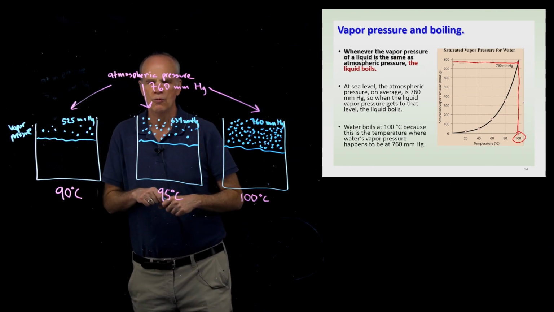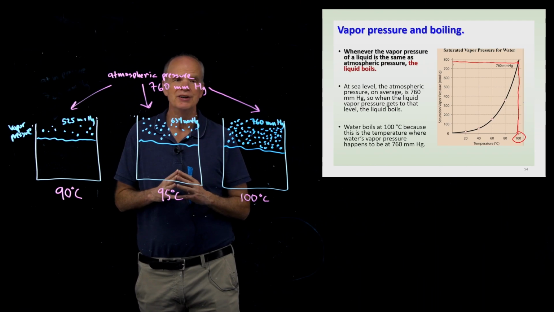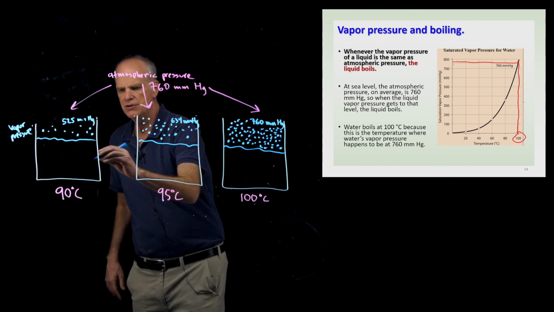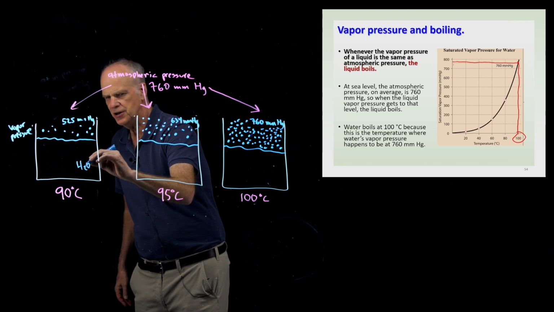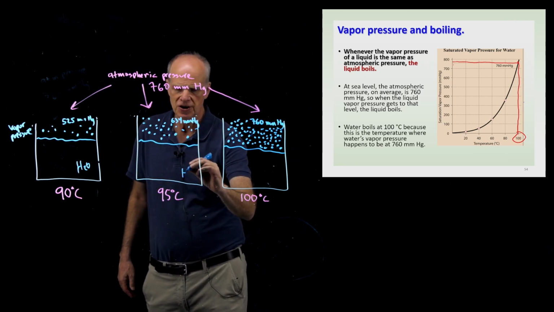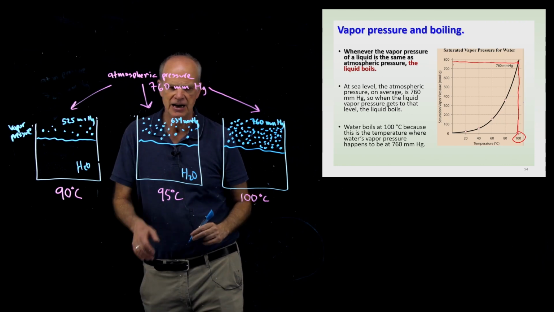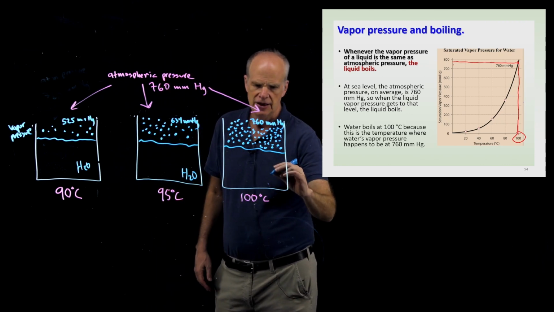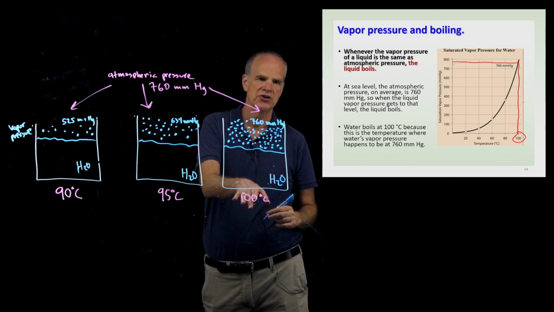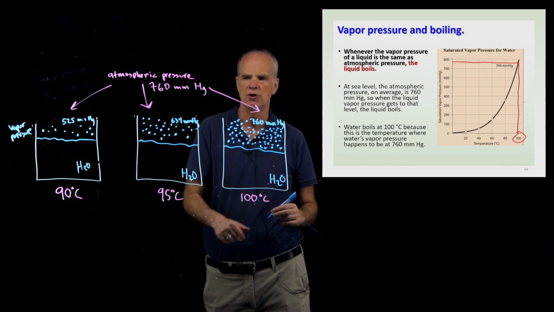Okay, so what I want you to do is imagine that we have 3 beakers of water. Here is the liquid water, and we have liquid water at 90 degrees Celsius. We also have some at 95 degrees Celsius, and then we also have some here at 100 degrees Celsius, which you know is the boiling point of water.